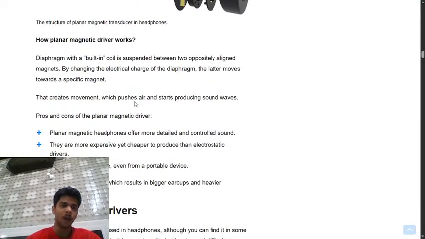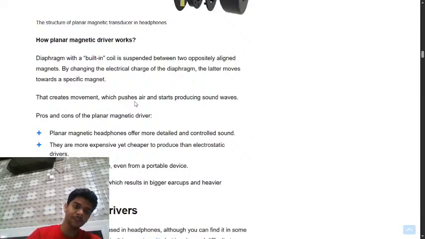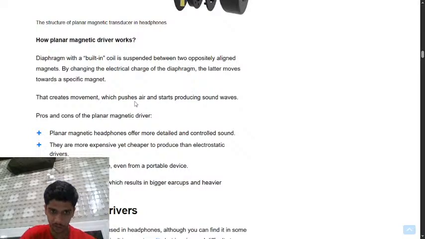How it works. The diaphragm with a built-in coil is suspended between two oppositely aligned magnets. By changing the electrical charge of the diaphragm, it moves towards a specific magnet, which creates movement that pushes air and starts producing sound waves.